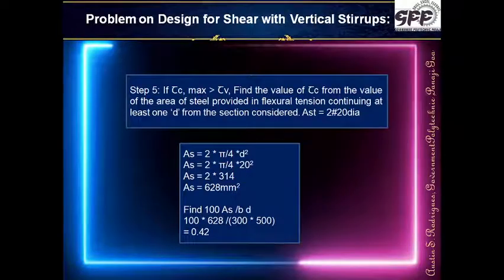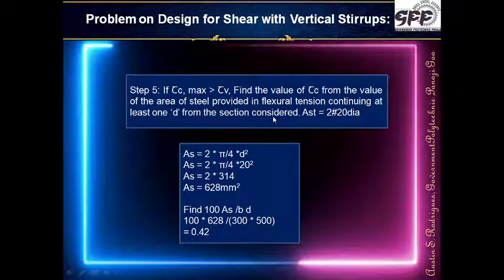So we go to step number 5. Now what is step number 5? Step number 5 is, if tau C max is greater than tau V, that means the concrete has much more capacity before it would collapse, before it would crush. So there is no problem maximum wise. Then find the value of tau C from the value of area of steel provided in the flexural tension, continuing at least 1d from the section considered.